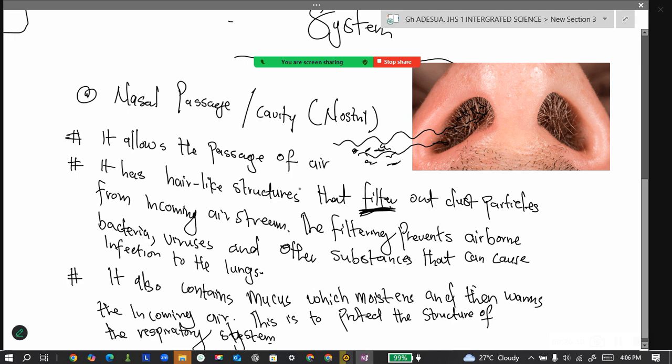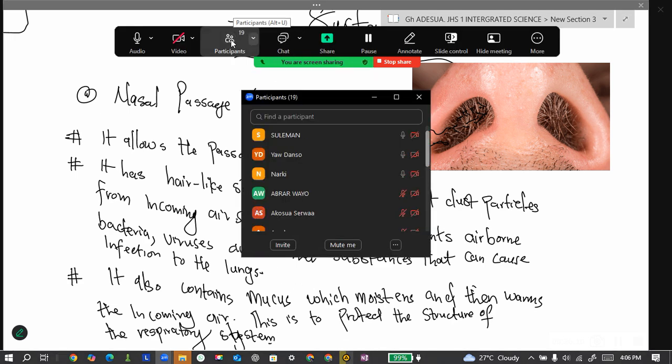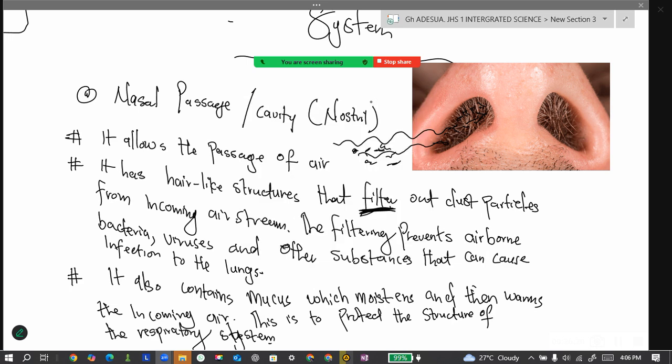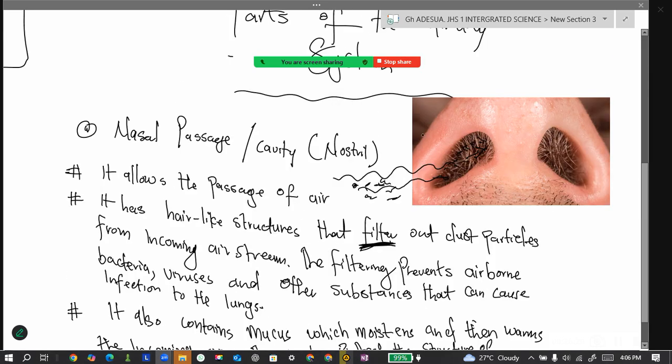Who is laughing? Naki, are you the one? Well, I've not seen human hair in a human nose before. Maybe you don't have some in your nose, but everyone has hair in their nose.